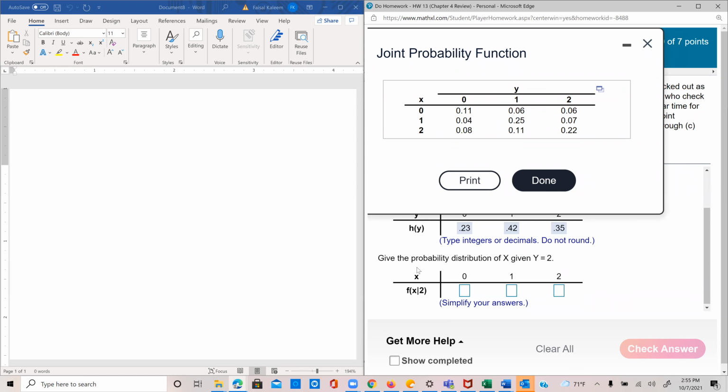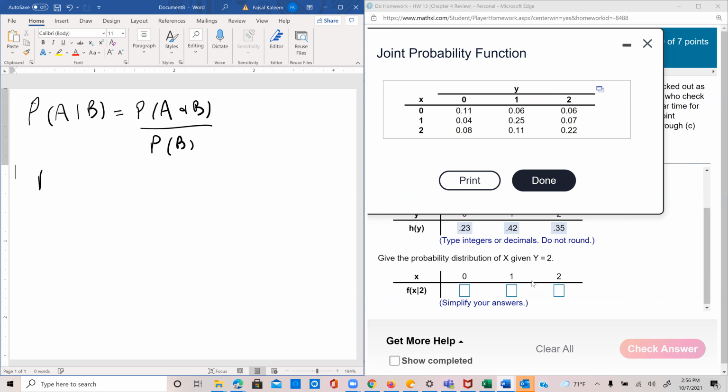Next, we have to give the probability distribution of x given y is equal to 2. So x given y is equal to 2. So let's write it out like we do. So probability, we know that probability of A given B is equal to probability A and B divided by probability B. So this time we have probability of x given y is equal to 2.